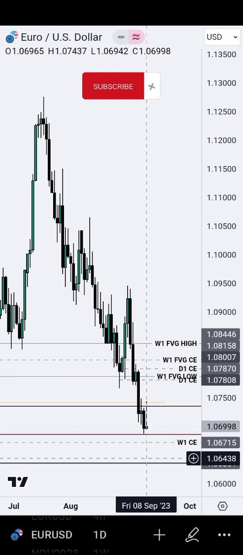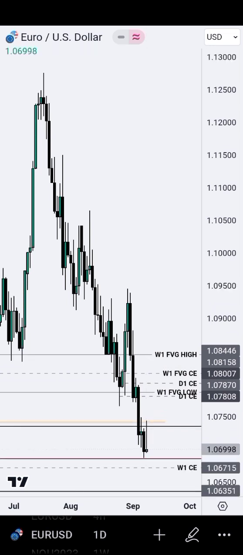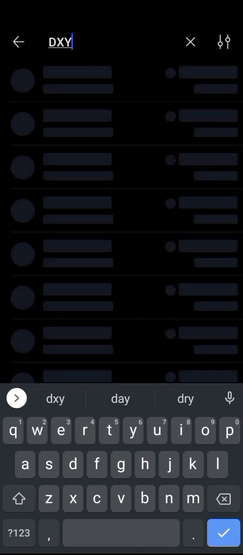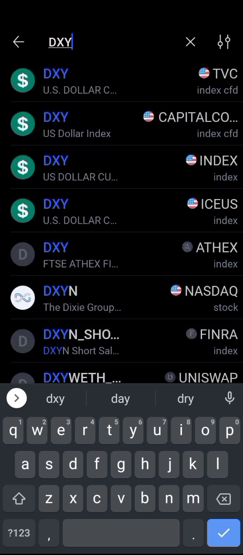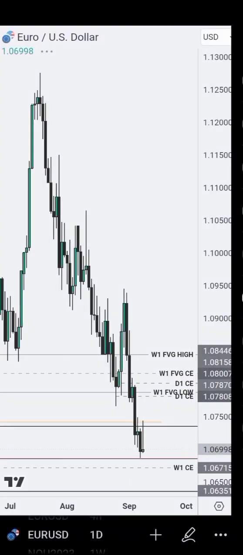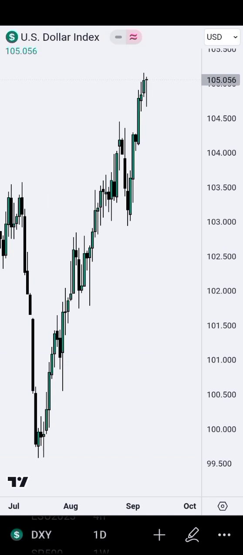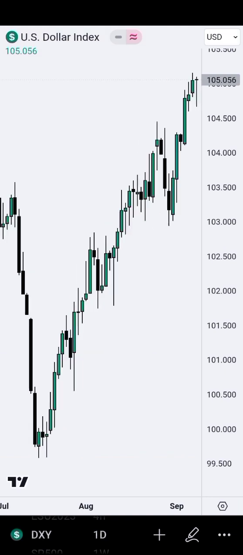And very fast, I want to take our attention to the DXY dollar. It's very important. DXY. Okay, what do we have here?